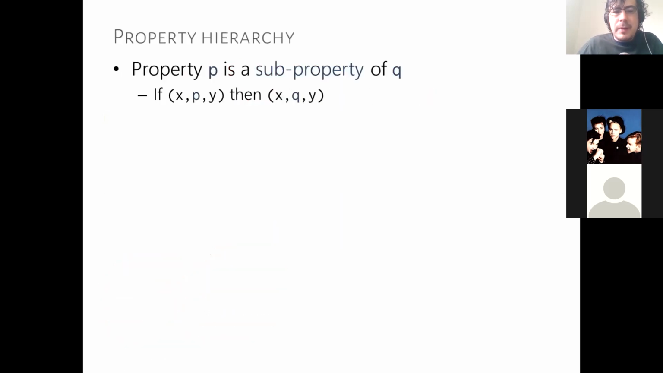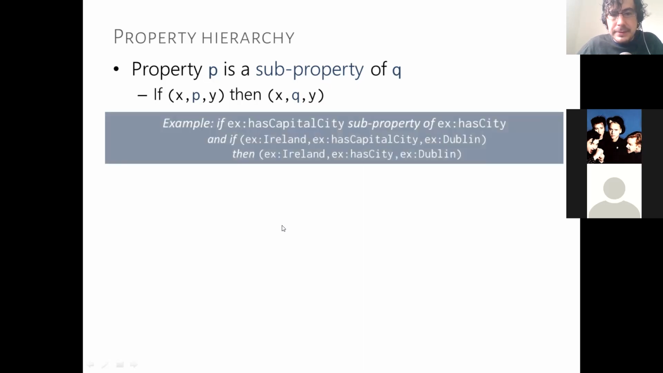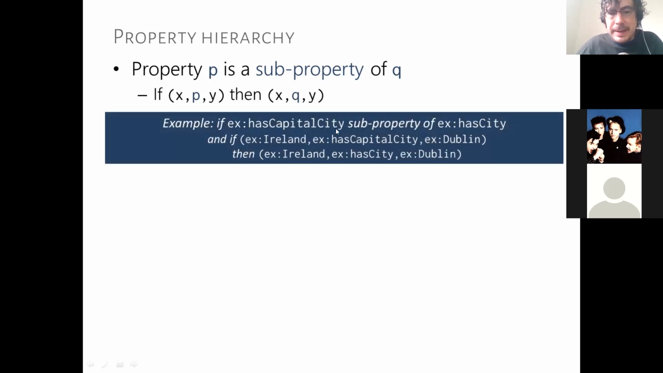So what about properties? Well, for properties, we can do something similar. We can have a subproperty or property hierarchy, subproperty relation. So if property P is a subproperty of Q, and if X P Y, then X Q Y, that's what this means. So if something is related by P, then it's related by Q, so long as P is a subproperty of Q. So as an example, has capital city is a subproperty of has city, right? So if Ireland has capital city Dublin, then Ireland has city Dublin, right? If Chile has capital city Santiago, then Chile has city Santiago.